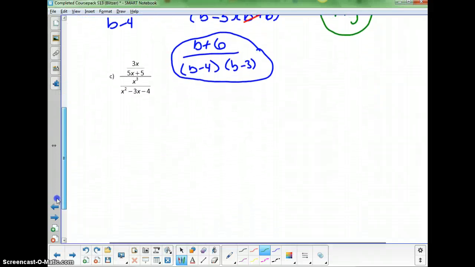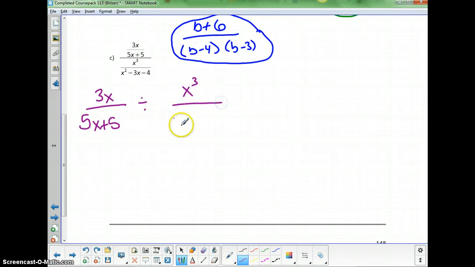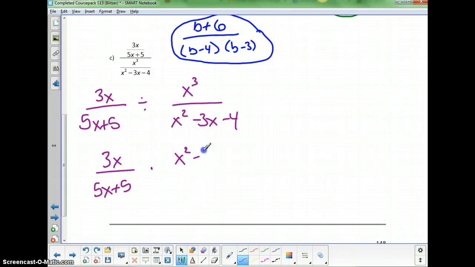Okay, and again, part C is just written strangely, stacked up division instead of the division symbol. So what it means is 3x over 5x plus 5 divided by x cubed over x squared minus 3x minus 4. And so we're going to flip the second fraction, write that as 3x over 5x plus 5 times x squared minus 3x minus 4 over x cubed, and then we'll start factoring.